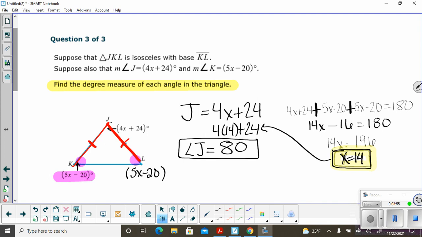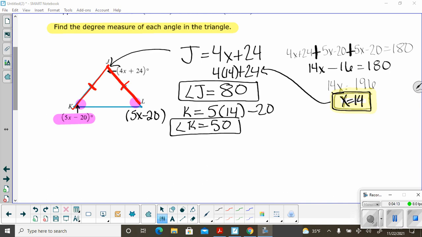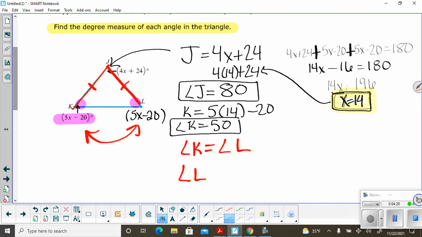If you plug your x into the top one right here, you're going to get that angle J is going to be 8. And if you think about it, all you have to do is plug in the x into only one of your equations to solve to get both of your angles. When you plug it in, you get K equals 50. And since angle K also equals angle L, because they're both congruent, then we also know that angle L equals 50 as well.